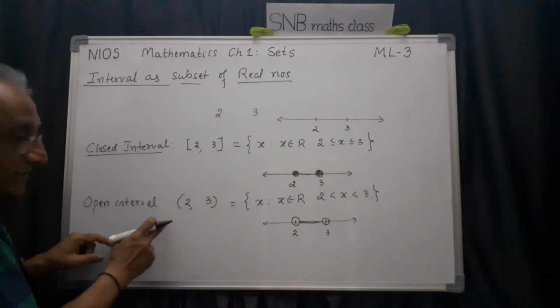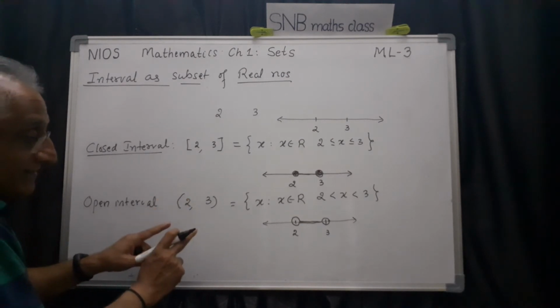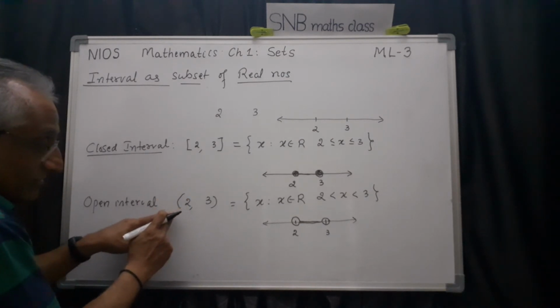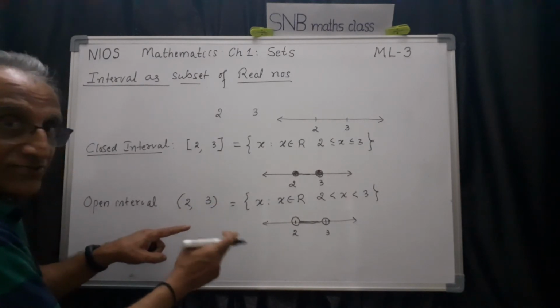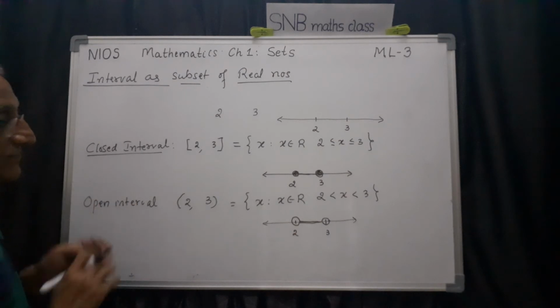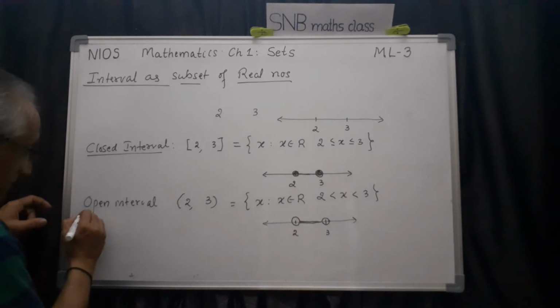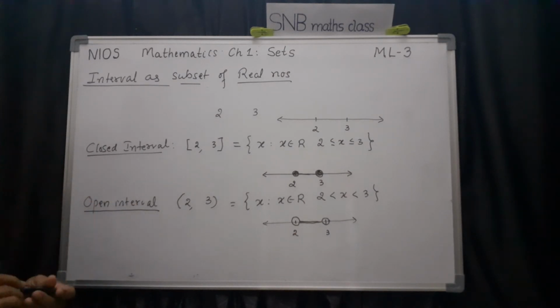On the left side is the lower number, and in an interval it should always be written that way. The smaller number should be on the left side, and the bigger number on the right side. You should not write 3, 2. That is wrong. It should always be written like this only. So one is the closed interval, another one is the open interval.